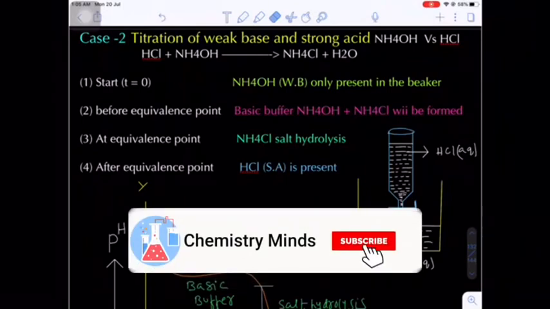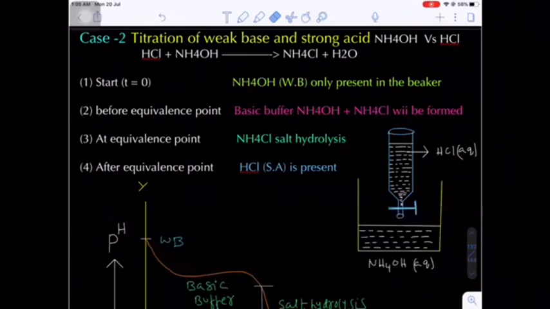Hello students, in the last class we completed case 1, that is the titration of the weak acid and strong base, the best example being acetic acid and sodium hydroxide titration. We also completed the weak monoprotic acid versus strong base, the diprotic acid versus strong base, that is hydrogen sulfide versus NaOH, and carbonic acid versus NaOH. And we completed one more important one, the triprotic acid, that is the tribasic phosphoric acid and sodium hydroxide titration.